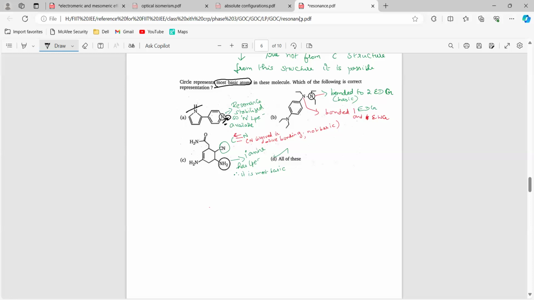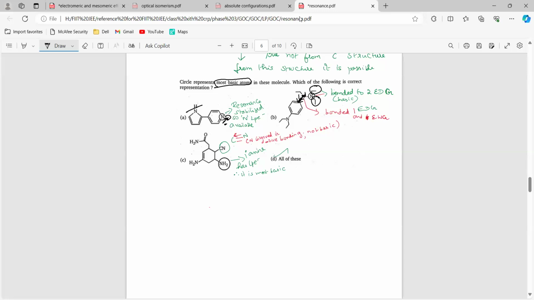Look at here. This nitrogen is bonded directly with benzene, so its electron will be continuously taken up by benzene. But what about this nitrogen? You have 2 ethyl groups added to it. Electron donating groups. So therefore it is basic. Correct. They have marked this nitrogen. It is basic only. Correct.